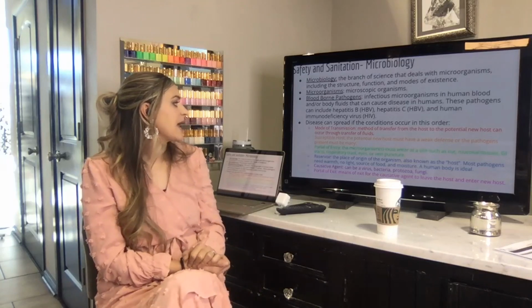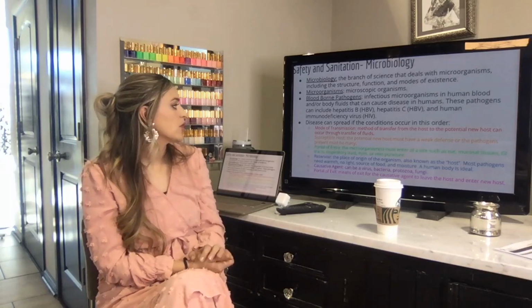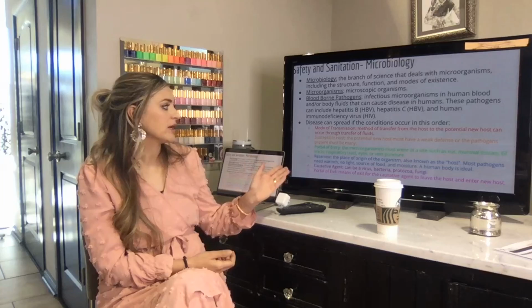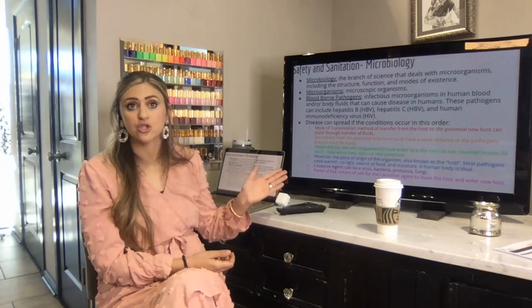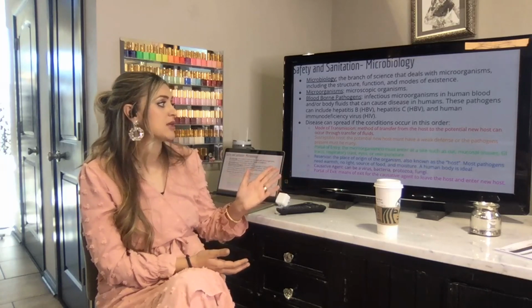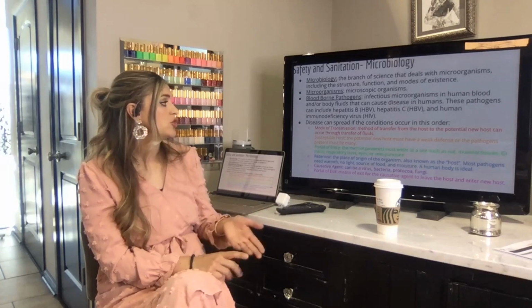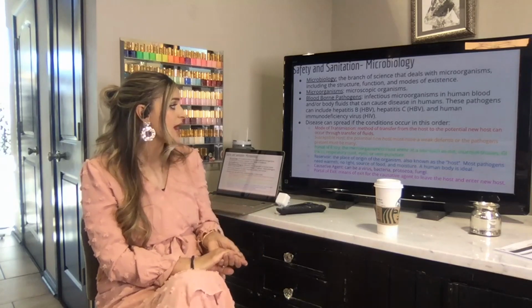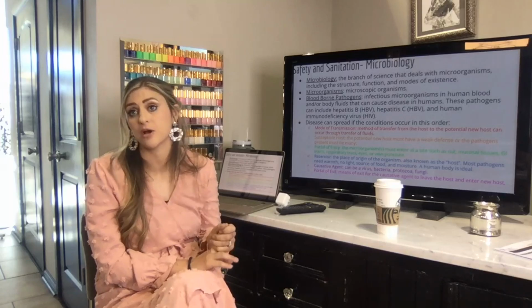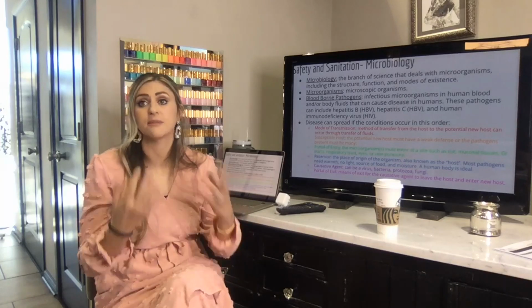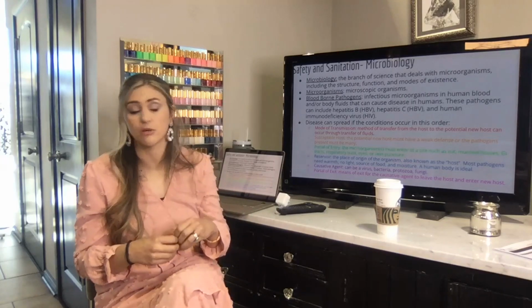There has to be a portal of entry. So there has to be a way for the microorganisms to enter into your body. Either it's going to be through a cut, through your mucosal tissues, through your GI tract, through your respiratory tract, through your eyes, or through a vein puncture. So there has to be a way for that disease to enter your body.